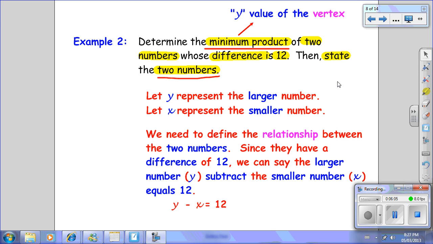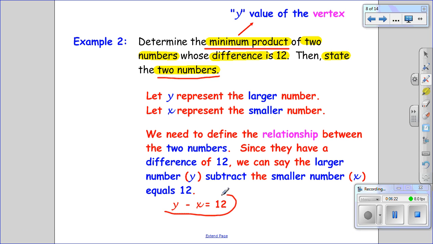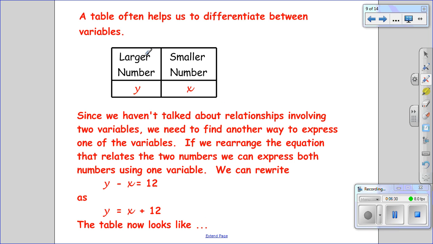So y is my larger number, x is my smaller number, and since they have a difference of 12, I can create a relationship between the two numbers. If there's a difference of 12, the larger number subtract the smaller number is going to equal 12. So that's where this equation right down here at the bottom comes from. That's just relating the two numbers to each other, but it has nothing so far to do with this minimum product. Now, I can keep track of my numbers by creating a table, which makes life a little bit easier for me to go back and look at things.